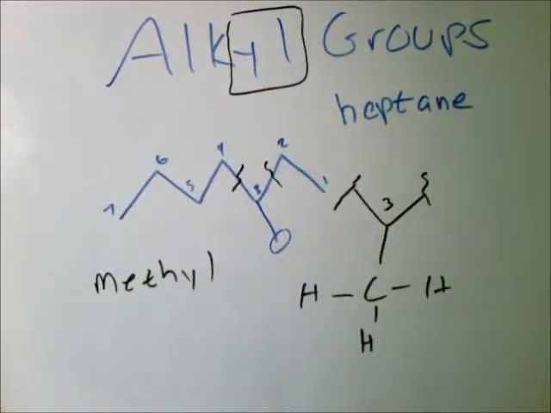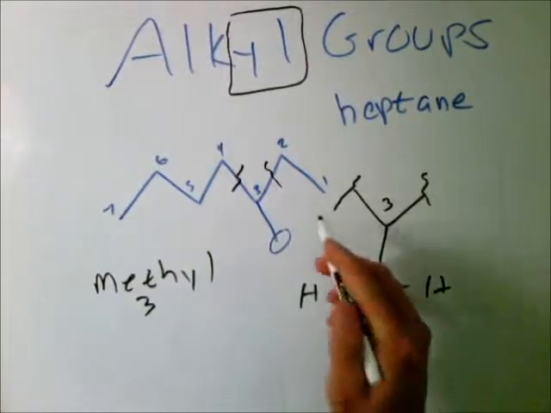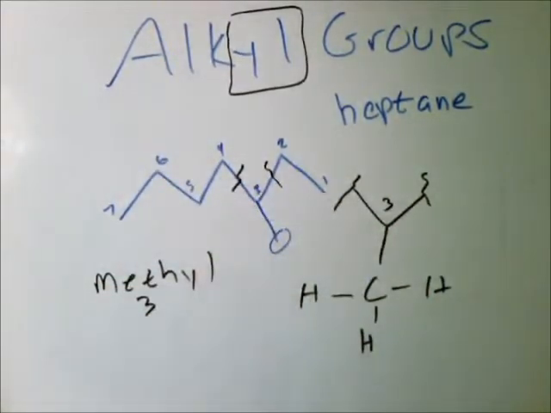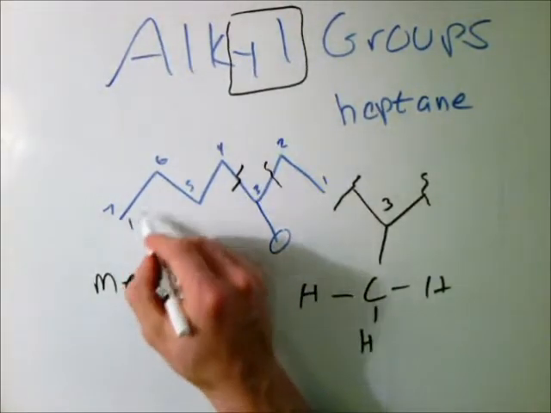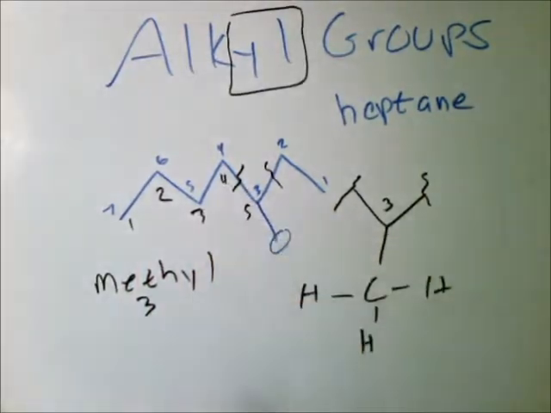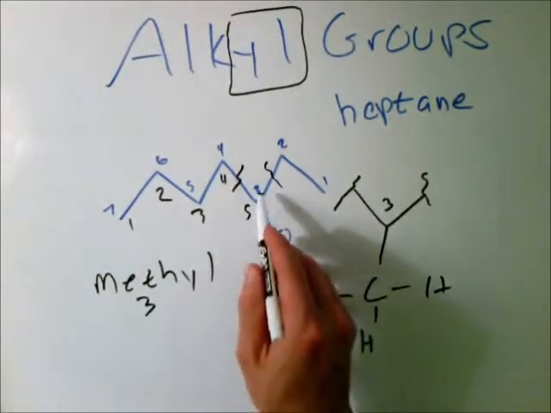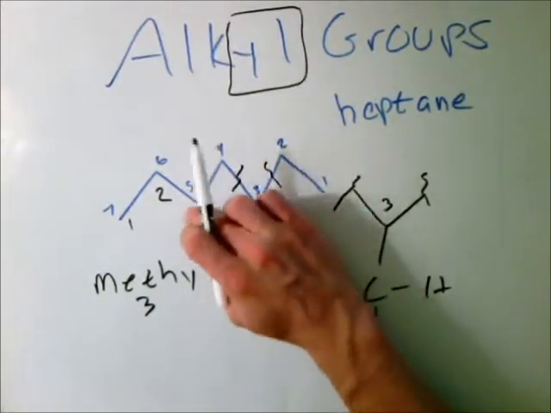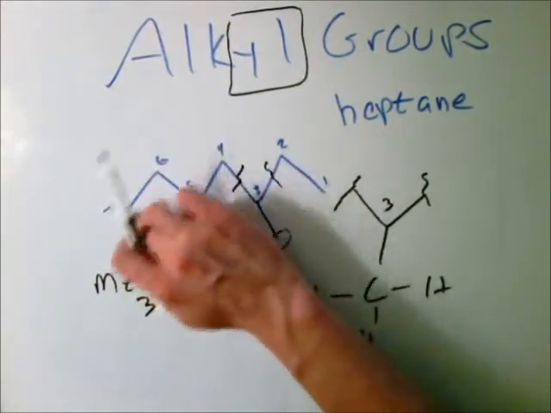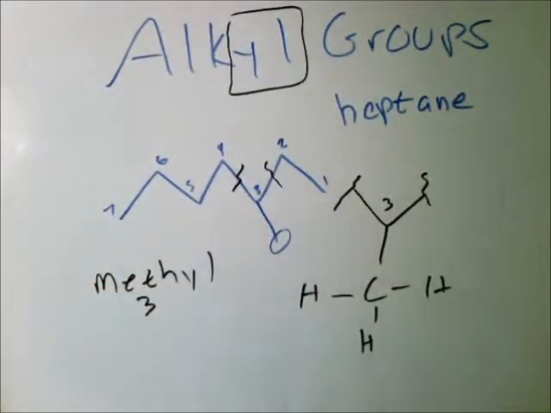Now, we also need to identify a location for this methyl group, and it's bonded to the 3rd carbon of heptane, so that's going to be associated with 3. And one more thing that I didn't go over when numbering this structure is you want to number your carbons so that the lowest possible number can be on your methyl group or your alkyl groups. So you wouldn't number it this way because your methyl group would be associated with a 5 instead of a 3. So always give your alkyl groups and any functional groups the lowest possible number.